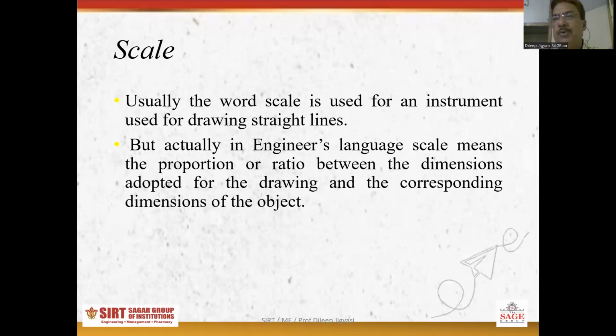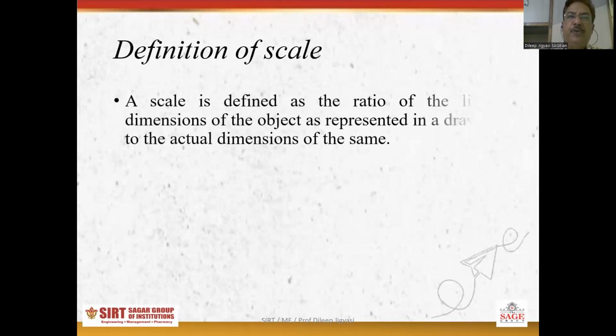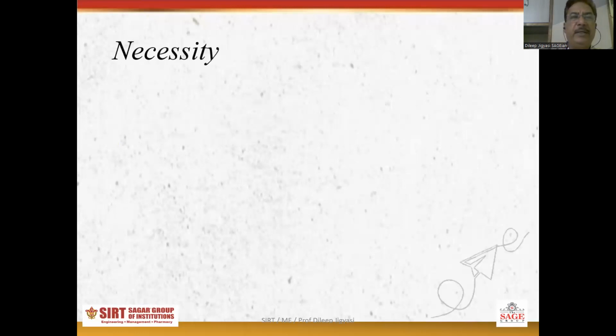That type of proportion is known as scale. If you want to define scale, one of the definitions is: a scale is defined as the ratio of the linear dimensions of the object as represented in a drawing to the actual dimension of the same. This is also the definition for the RF. RF is one of the terms used in drawing.